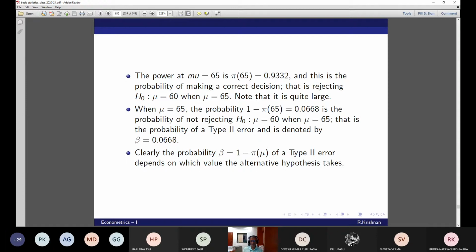Normally, people concentrate only on the null. See the role the alternative hypothesis takes. So it's not that the alternative hypothesis does not play any role. It does decide your power function. It does decide the probability of type 2 error.